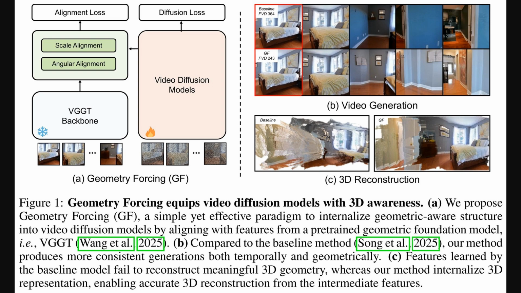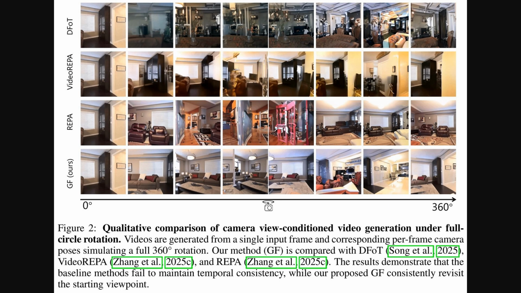learned the scene's structure. This next figure provides a powerful visual for that idea of consistency. What we're seeing here are frames from different models, all trying to simulate a full 360-degree camera rotation in a room. The baseline models in the top rows, well, they just fall apart. The scenes become distorted and lose all sense of place. But the bottom row, using geometry forcing, is remarkably stable. It smoothly pans around and ends up right back where it started.